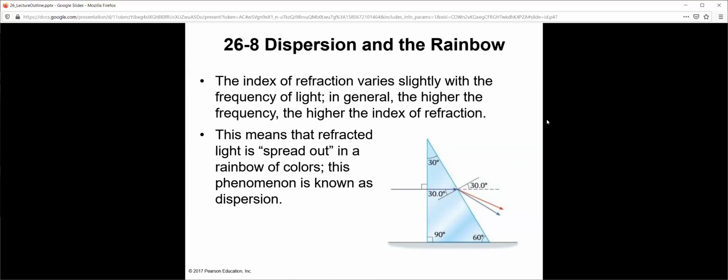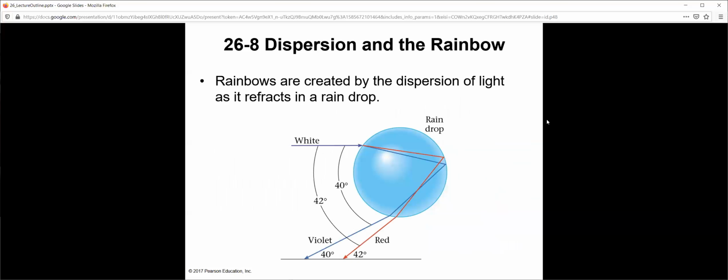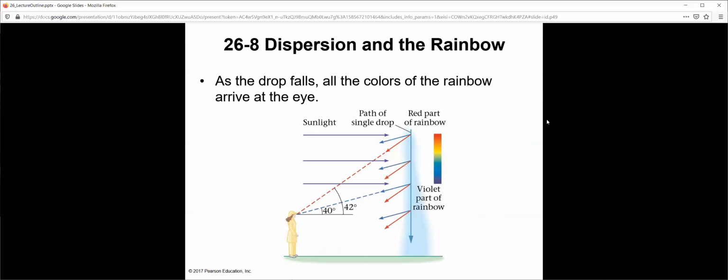Finally, we get to talk about rainbows. Yay. The index of refraction varies slightly with the frequency of light. In general, the higher frequency, the higher index of refraction. This means that refracted light spreads out because it exits the prism at different angles. This spreading out based on frequency causes rainbows. Water does this. As we all know, rainbows show up after a storm because of all the water floating in the atmosphere. It reflects out this way.